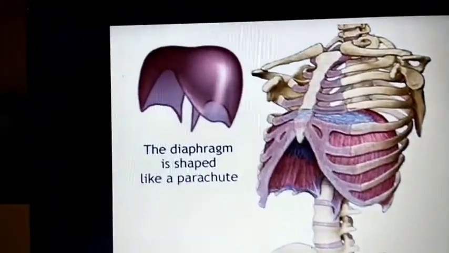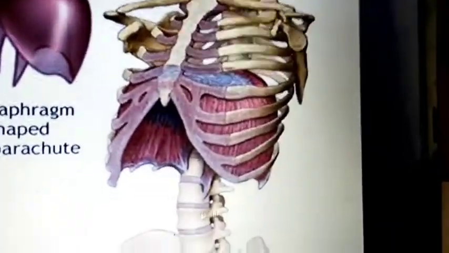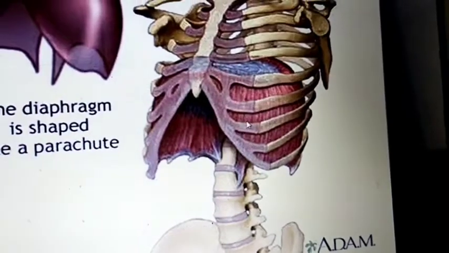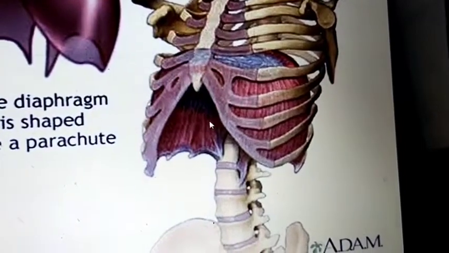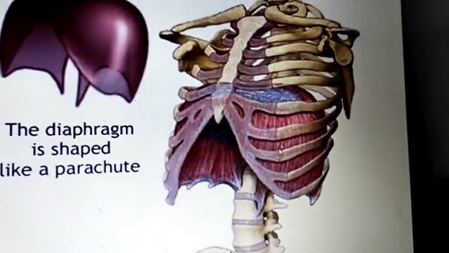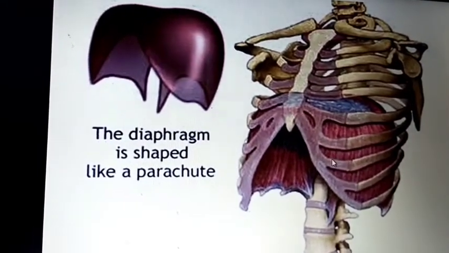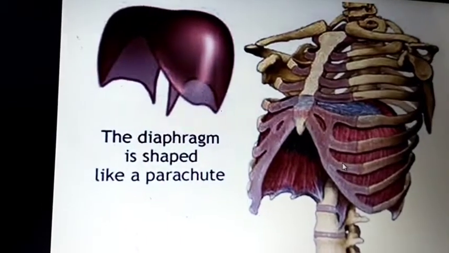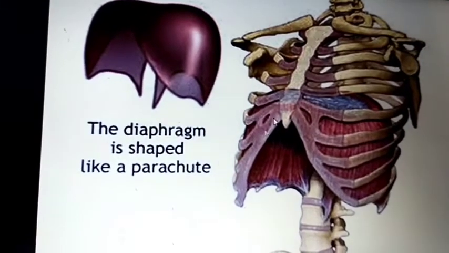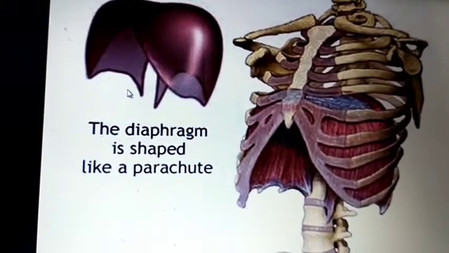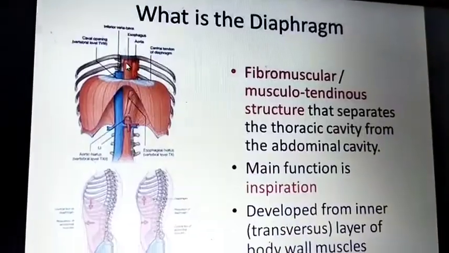You can see here, this is the diaphragm. It is present in the body in the same way. Above is the chest region, and below is the abdominal region, arranged the same way in the body. The diaphragm is shaped like a parachute. You can see here how it looks. It looks just like a parachute, and it has four ends here also.